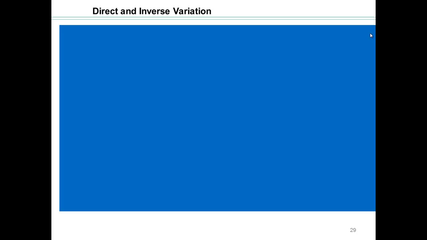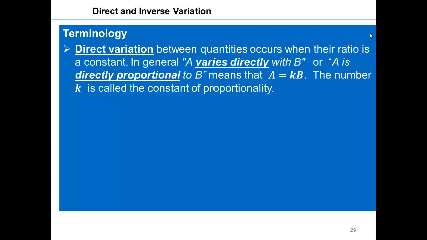All right, let's take a look at something called direct and inverse variation. A direct variation between quantities occurs when their ratio is a constant. In general, we say A varies directly with B, or A is directly proportional to B, meaning A equals K times B. So for example, if I say a student's grade is directly proportional to how many hours of studying they do, then that's a direct variation.